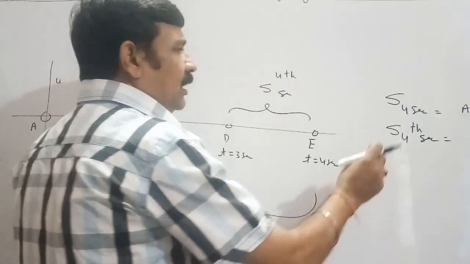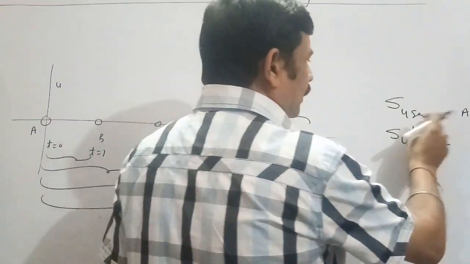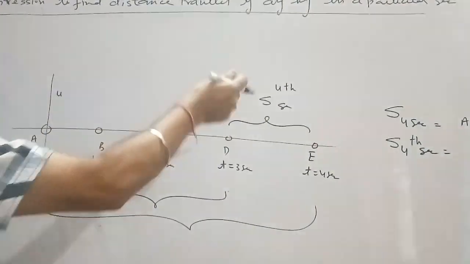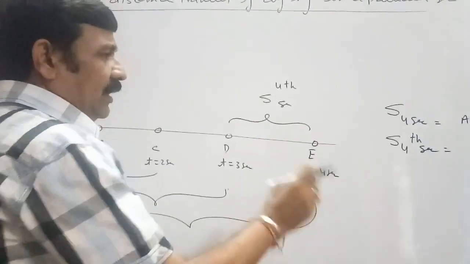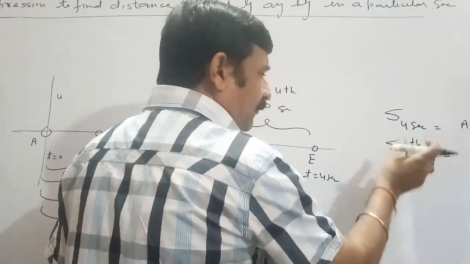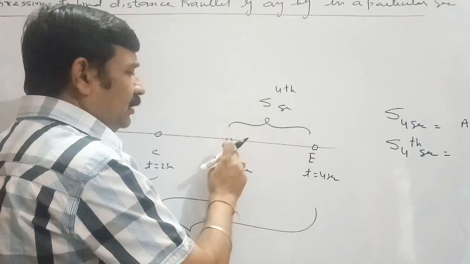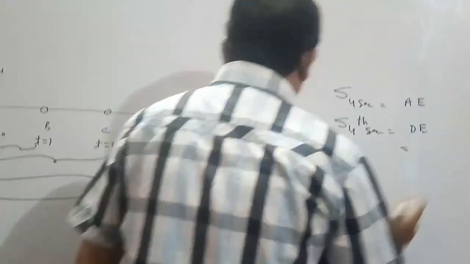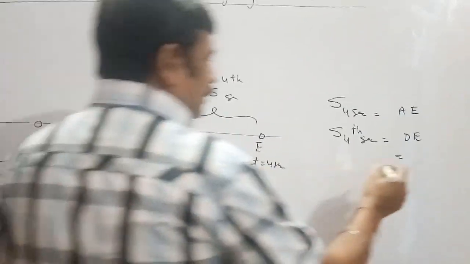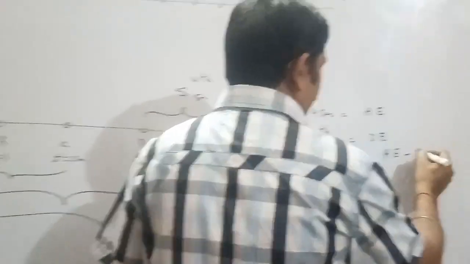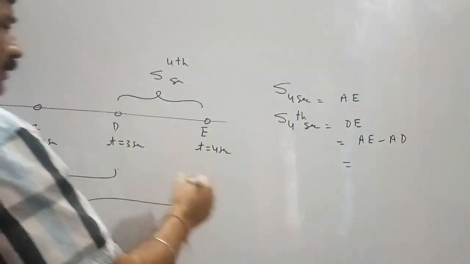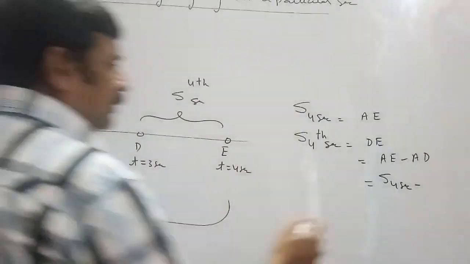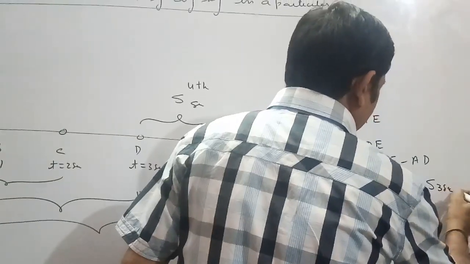So if they ask how much distance the body is travelling in 4 seconds, you will find AE, and for it you have the relation S is equal to UT plus half AT square and put T is equal to 4. If they ask how much distance the body is travelling in the 4th second, according to this situation, that distance is DE. Now this DE you can write as AE minus AD. Now AE is the distance travelled by the body in 4 seconds and AD is the distance travelled by the body in 3 seconds.